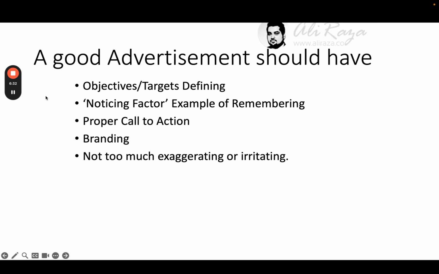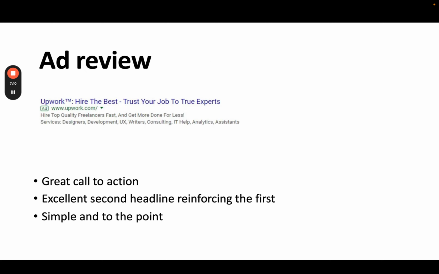General guidelines: whenever you are trying to create ads, there needs to be a general rule. A good advertisement should have objectives, targets, a defining, noticing factor, and something for remembering. There should be something through which people can remember your ad. Also, there needs to be a proper call to action, a CTA, to get the final user to take an action. You also need to have your own branding, and you do not need too much exaggeration or irritation by repeating the same words. So these are the general guidelines for creating a good advertisement.